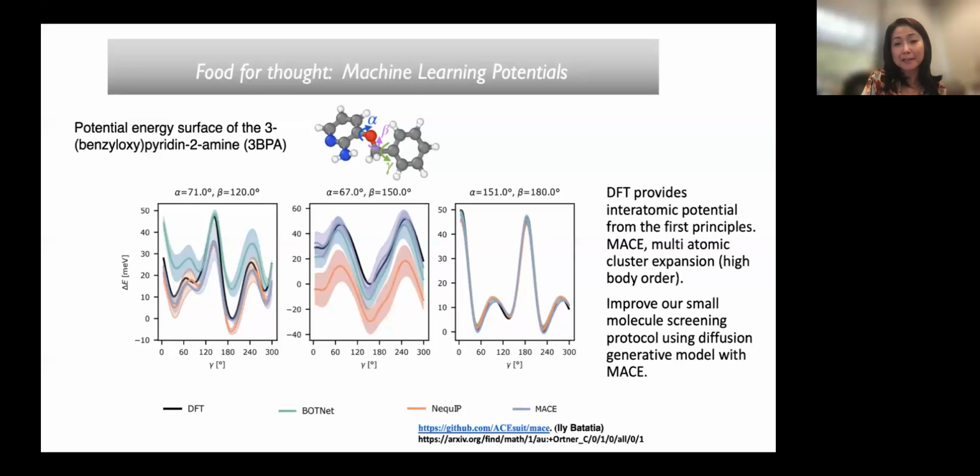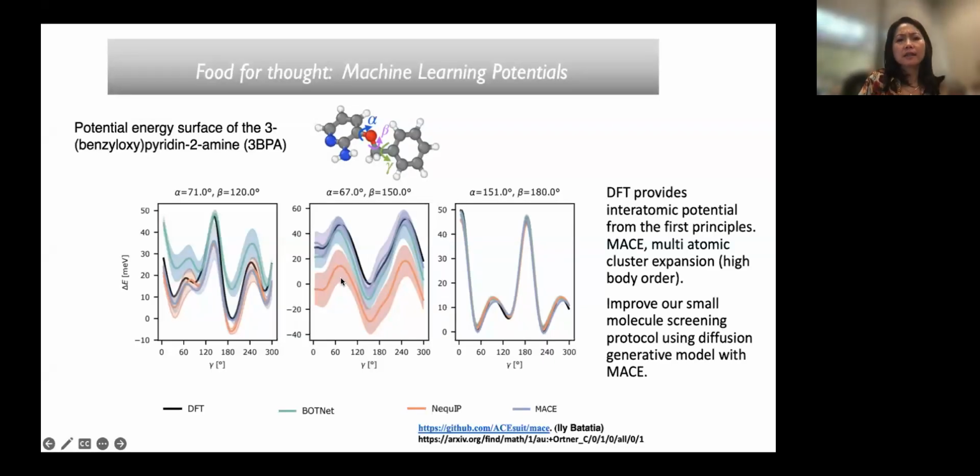So this is really quite exciting, that for the first time machine learning force fields come very close to first principles. So we hope that we could combine MACE and DiffDock for screening of small molecules against our IDP targets. With that, I stop here and thank everyone for your attention.